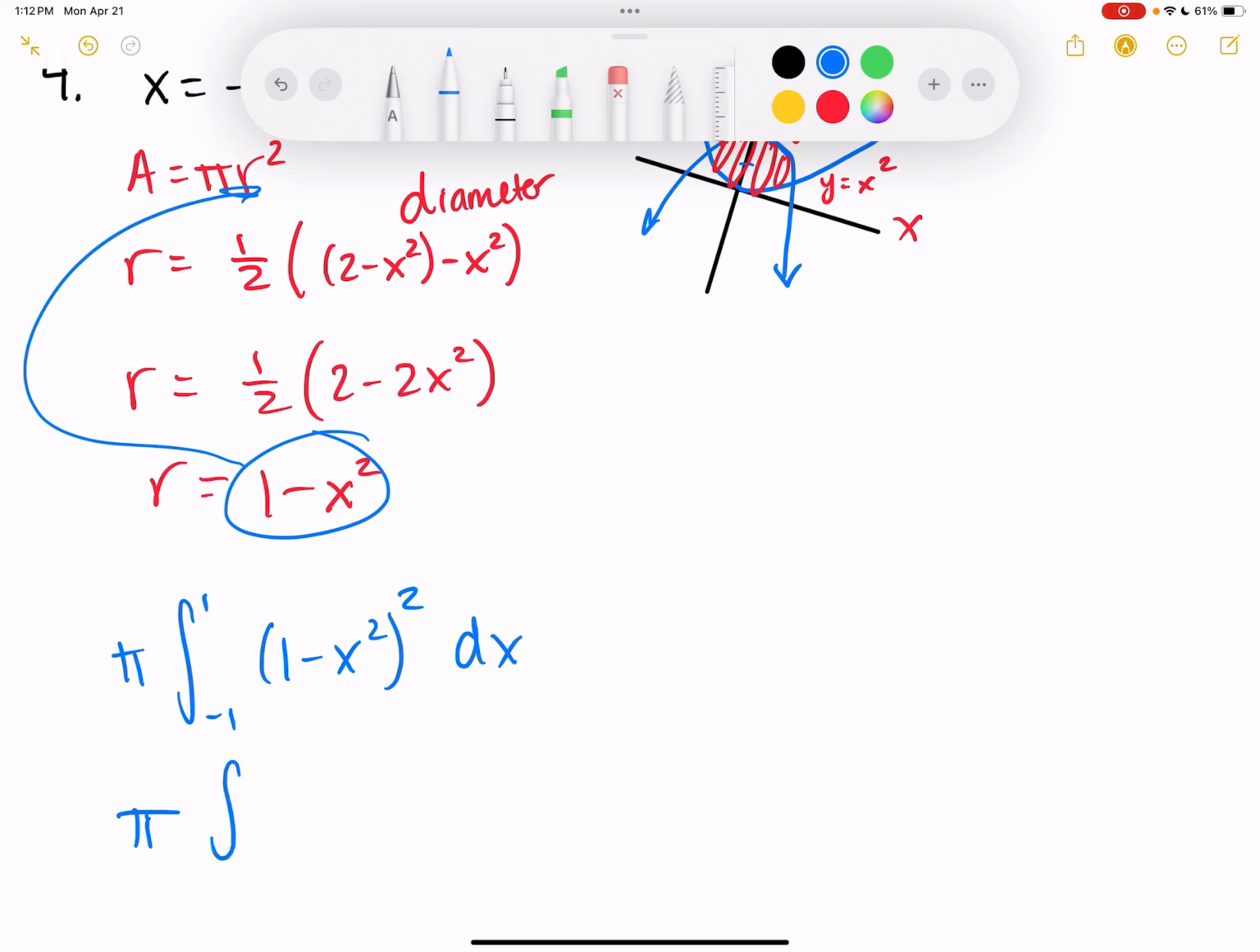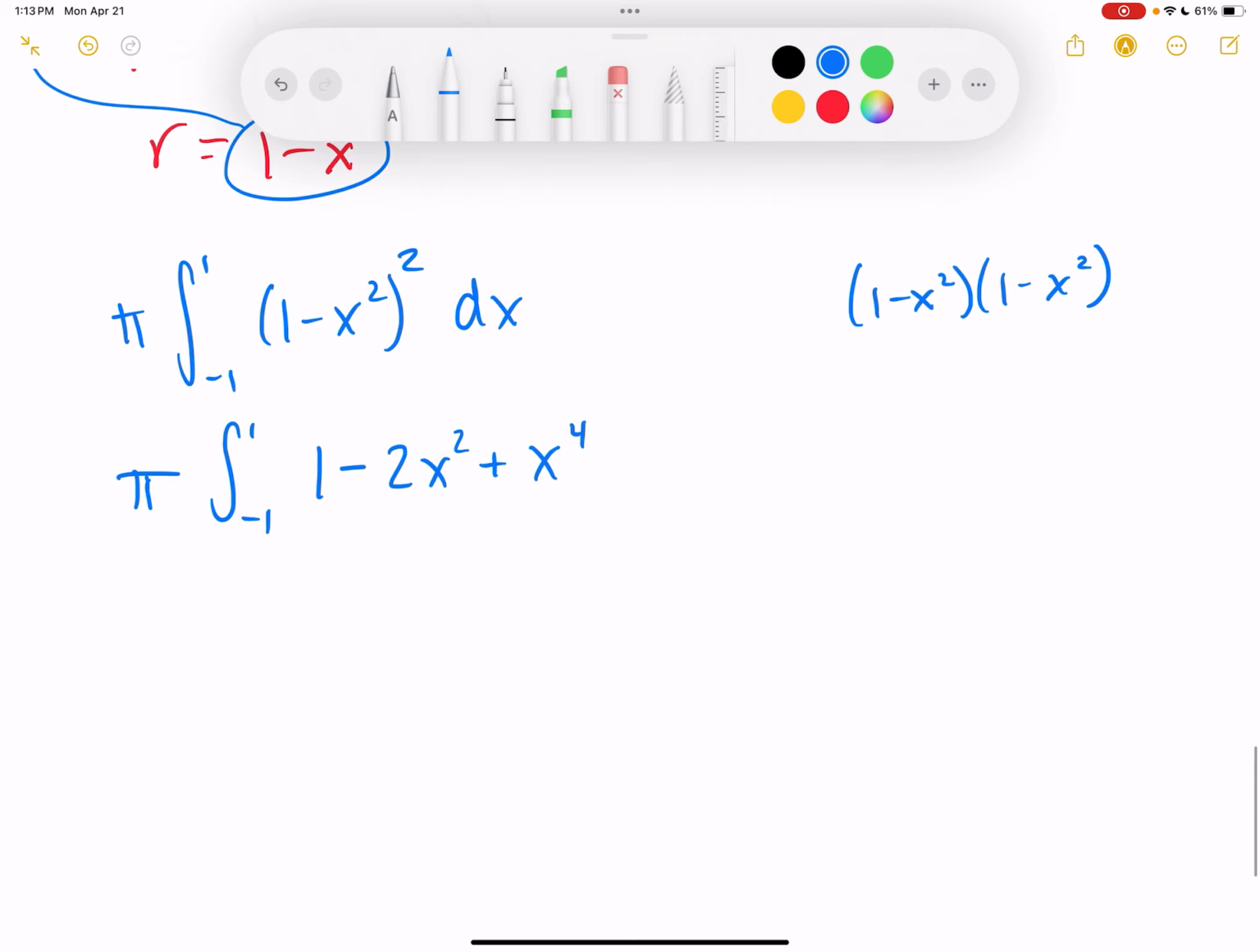So I have the integral from negative 1 to 1, and then I need to multiply this out. It says a perfect square trinomial. What would it be? Or you can just do it the long way. One minus 2x squared plus x to the 4th. And we have our dx at the end.